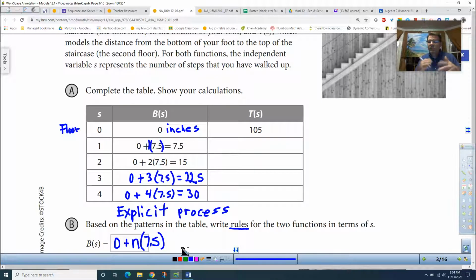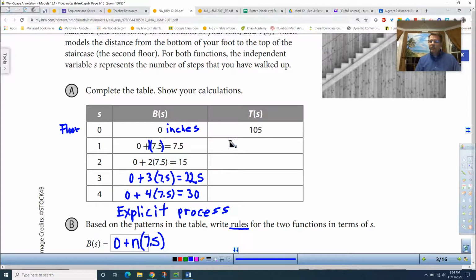Because if I put something in for everything, it's no longer a rule, because a rule is an equation. Remember we talked about a model is an equation, a function is an equation, and a formula is an equation. A rule is an equation. It's something generic enough that you can put in different things for that variable. And so this is an explicit rule when you start at the bottom of the steps.